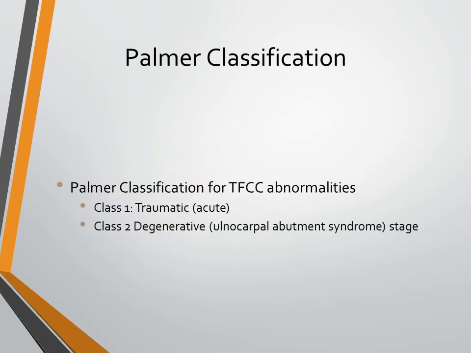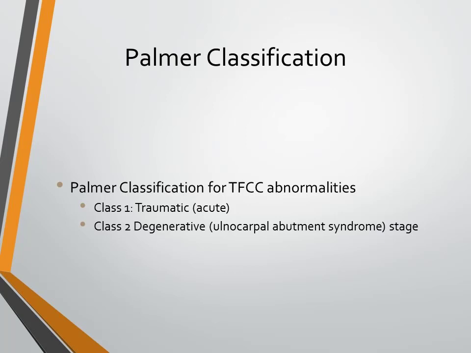There is a classification system for the abnormalities called the Palmer classification. Class 1 classifications are due to traumatic or acute causes. They are classified in 4 levels, A through D. A is a central perforation. B is an ulnar avulsion with or without distal ulnar fractures. C is a distal avulsion. And D is a radial avulsion with or without a sigmoid notch fracture.